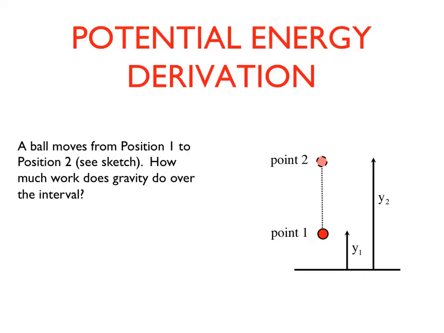So we're going to deal with gravitational potential energy, and we're going to start with a very simple question: how much work does gravity do as a body moves from one point to a second point in the gravitational field? And I'm going to identify where point 1 is with the coordinate y1 and where point 2 is with the coordinate y2.